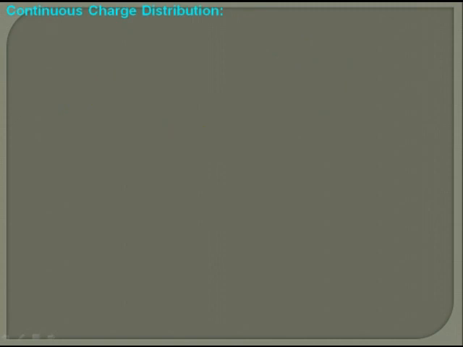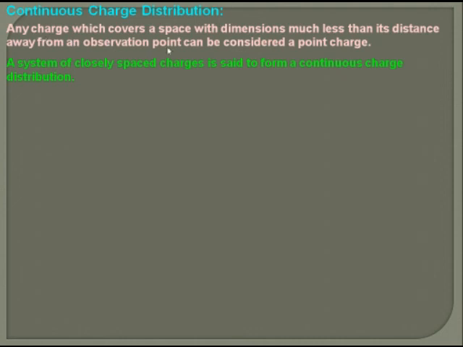We will discuss different types of charge distribution, or continuous charge distribution. What is continuous charge distribution? In continuous charge distribution, we say that the body has charge uniformly at every part. We are not saying that the body has charge at discrete points. Any charge which covers a space with dimension much less than its distance from the observation point can be considered as point charge. A system of closely spaced charges is said to form a continuous charge distribution.